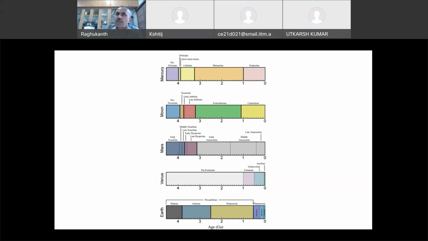Once we get more information, once missions go, we will get more samples and then carbon dating, and then maybe we may be able to give some nice geological timeline. And this is our Earth's geological scale which we have already discussed: Pre-Cambrian, Cambrian, Hadean eon, Archean, Proterozoic, and then Phanerozoic eons.